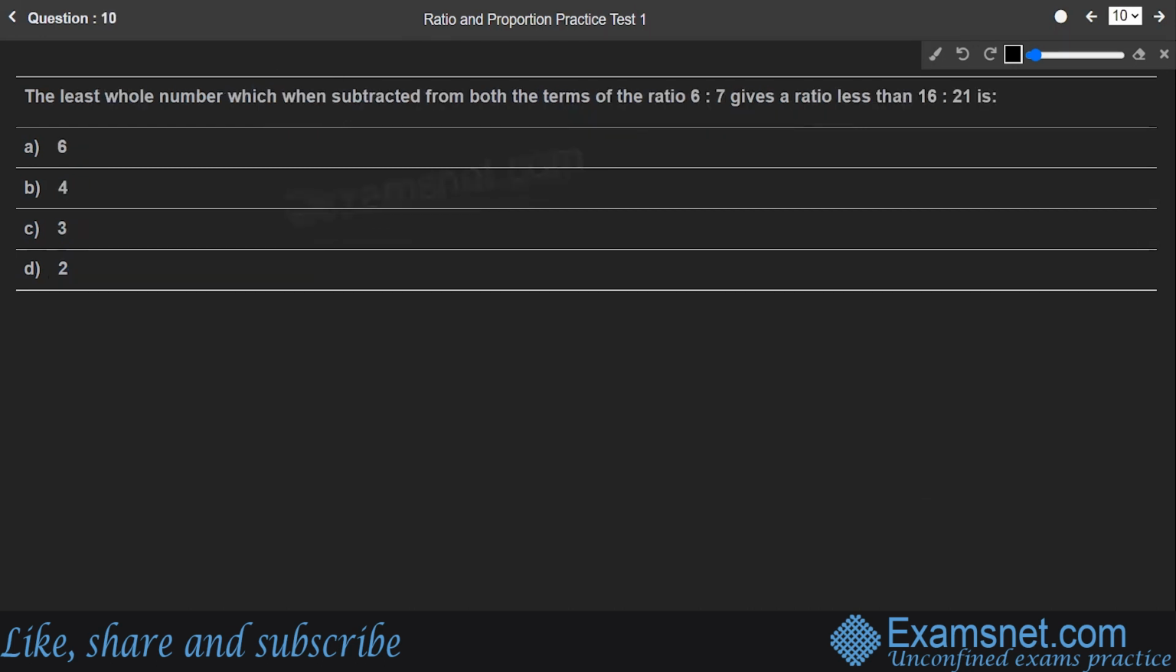Okay, the next question is: the least whole number which when subtracted from both the terms of 6 is to 7 gives a ratio less than 16 is to 21. So what we can do, we are supposed to convert that ratio into the numbers first. The ratio of the numbers is given as 6 is to 7. Let the numbers be 6x and 7x.